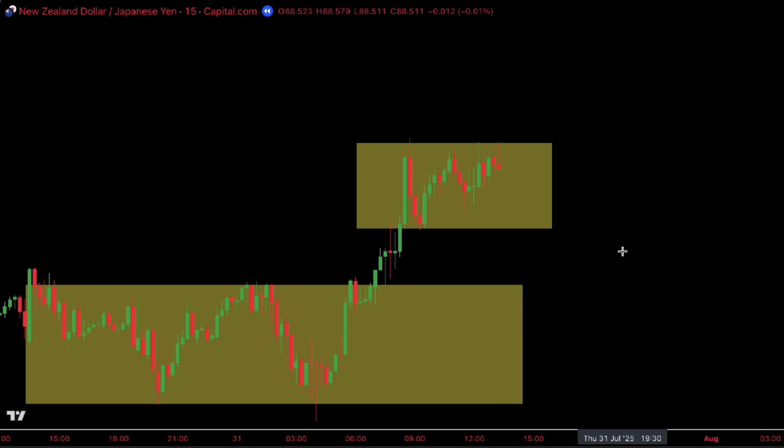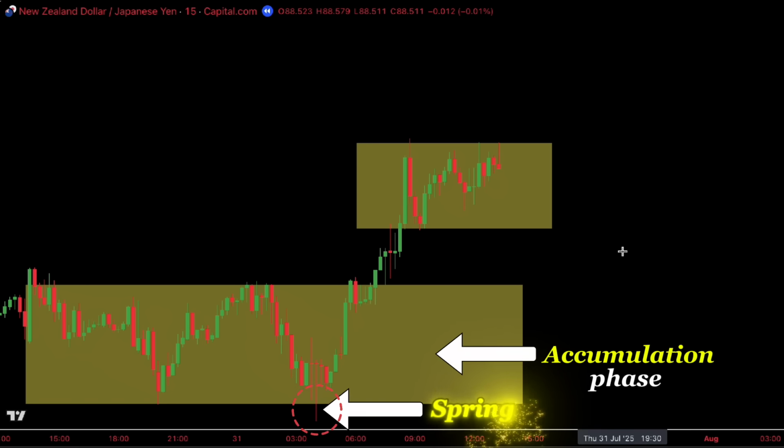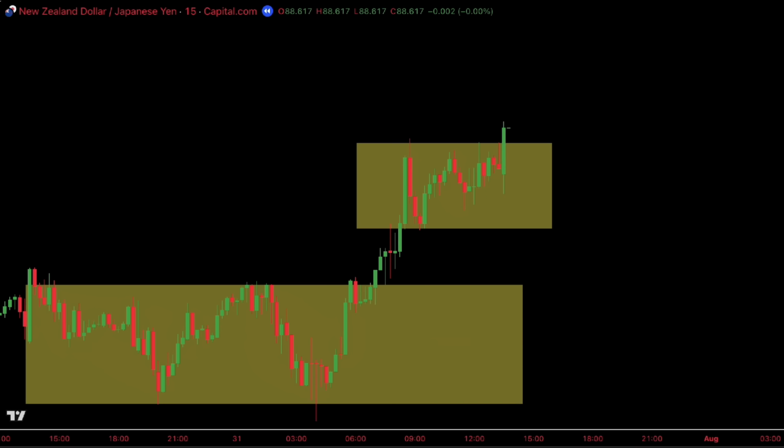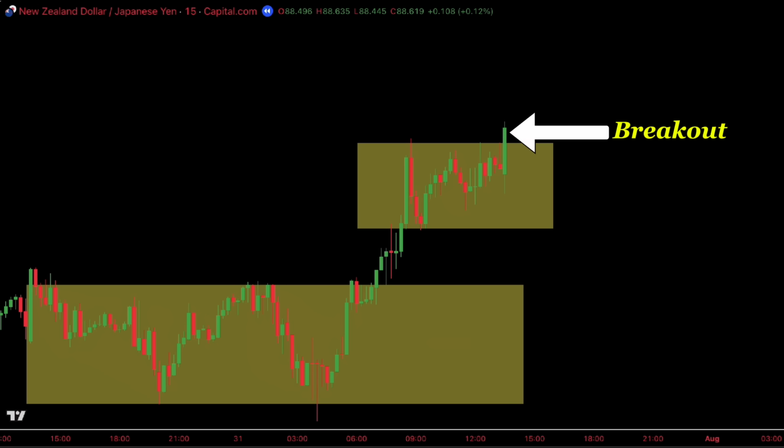As you can see here, the market formed an accumulation phase. Then, we see a clear spring, after which the market exits the range and starts trending up, entering a markup phase. After that, the market enters another range. At this point, you might think, alright, I need to prepare for a sell because the market is entering a distribution phase. But this is not correct. Look at what happens next. The market breaks out of the range again. This is not a distribution phase, but another accumulation.